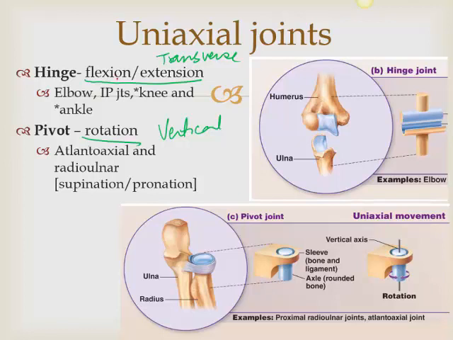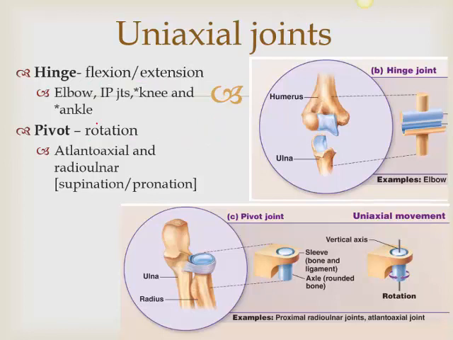Your interphalangeal joint, IP stands for interphalangeal. That means the joints between the phalanges. All you can do is either bend your finger or straighten them out. The knee and the ankle. At the knee and the ankle also you can do flexion, extension only. At the ankle you can do dorsiflexion or plantar flexion.